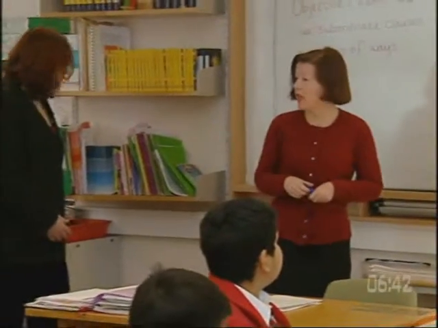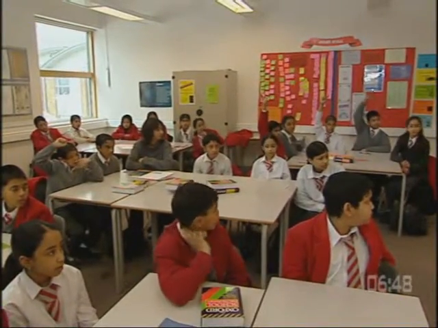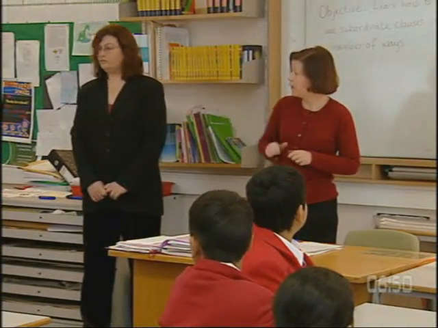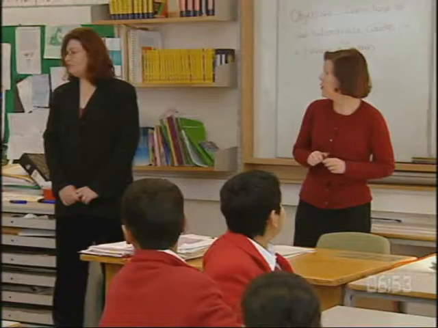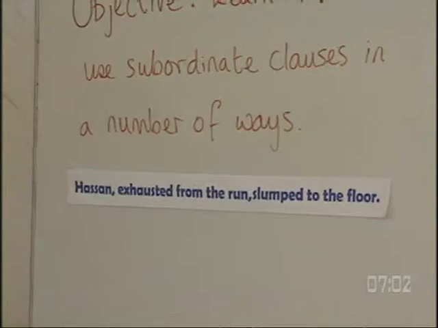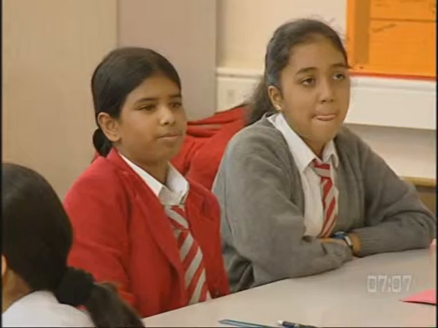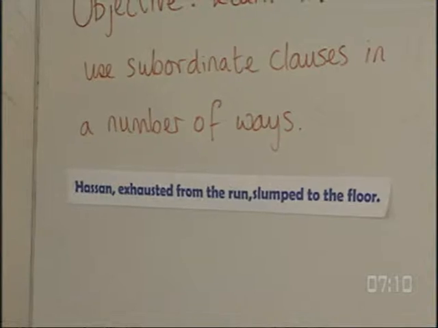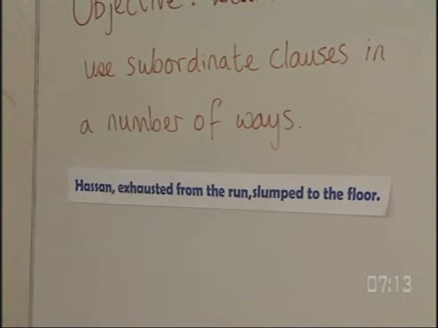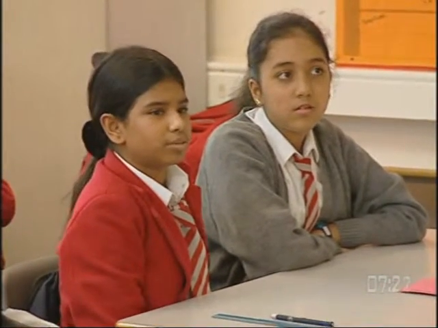So using your knowledge of sentences, how can we change this complex sentence around in different ways? Hassan? We could embed the sentence. How would you do that? Hassan, exhausted from the run, slumped onto the floor. Good. Would somebody like to make a comment on the punctuation in that sentence and tell me what has happened there? Tahira? In the normal sentence, it's got only one comma, but in the embedded sentence, it's got two commas. Excellent. And what does the comma do? What is it separating? It's separating the subordinate clause and the main clause.